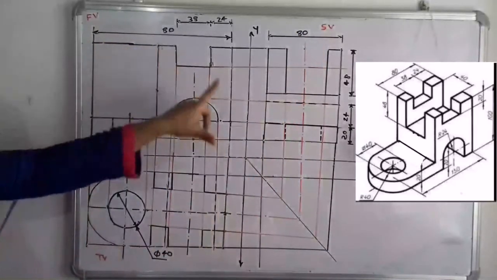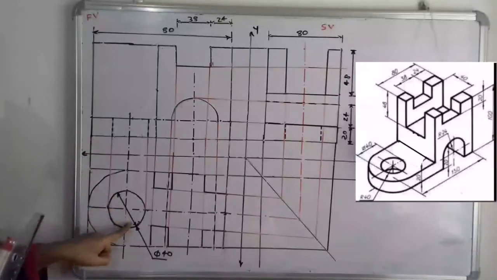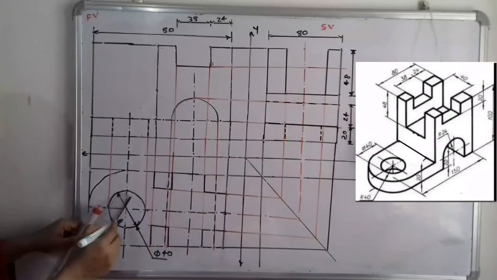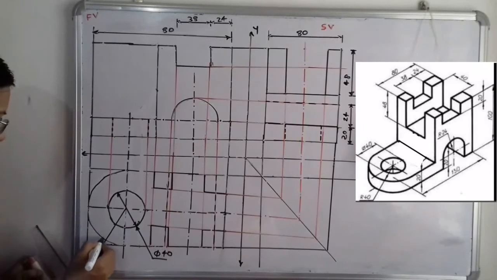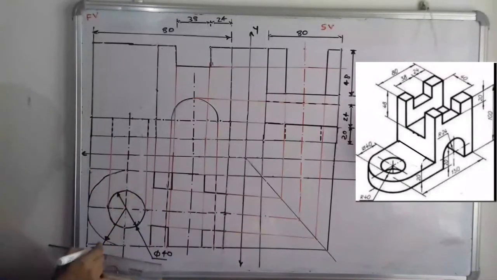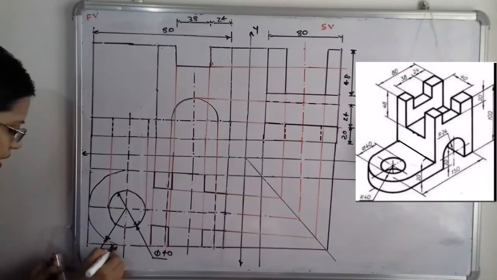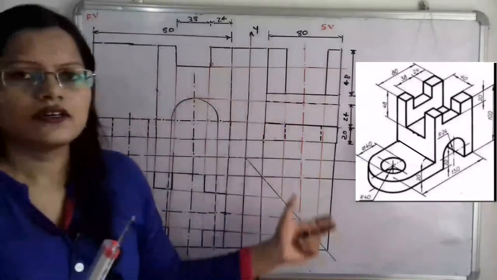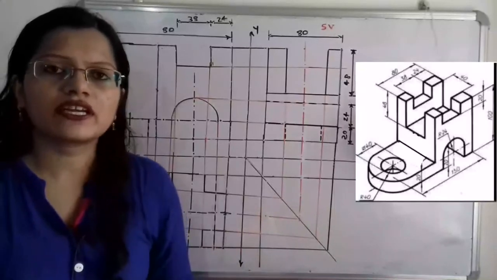Now the maximum dimension should be completed. Here for this hole, the diameter is 40, that is given. So we have to show here diameter is 40, and here also we have to show the radius of this curvature in the top view. What is the radius that is given? R40 is given. So we have to complete in this way. So this is the projection of the three-dimensional given object.